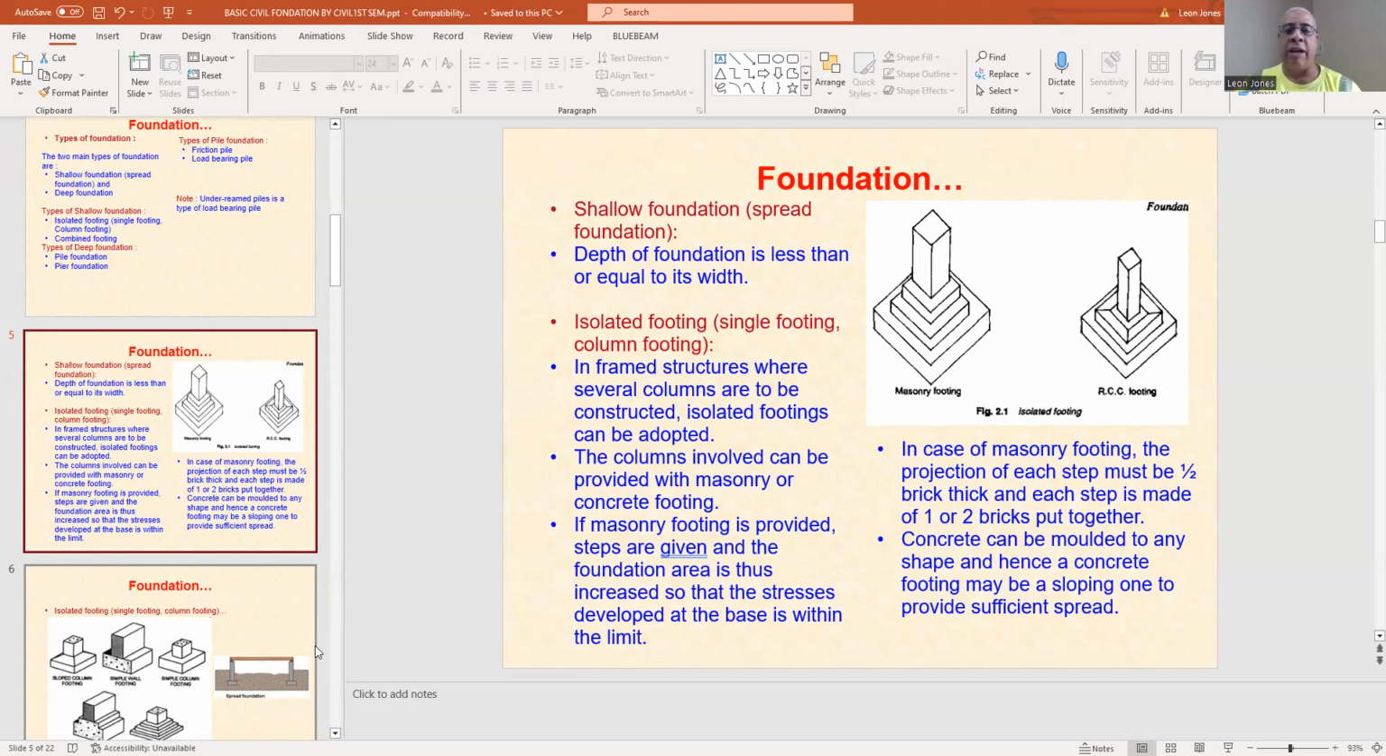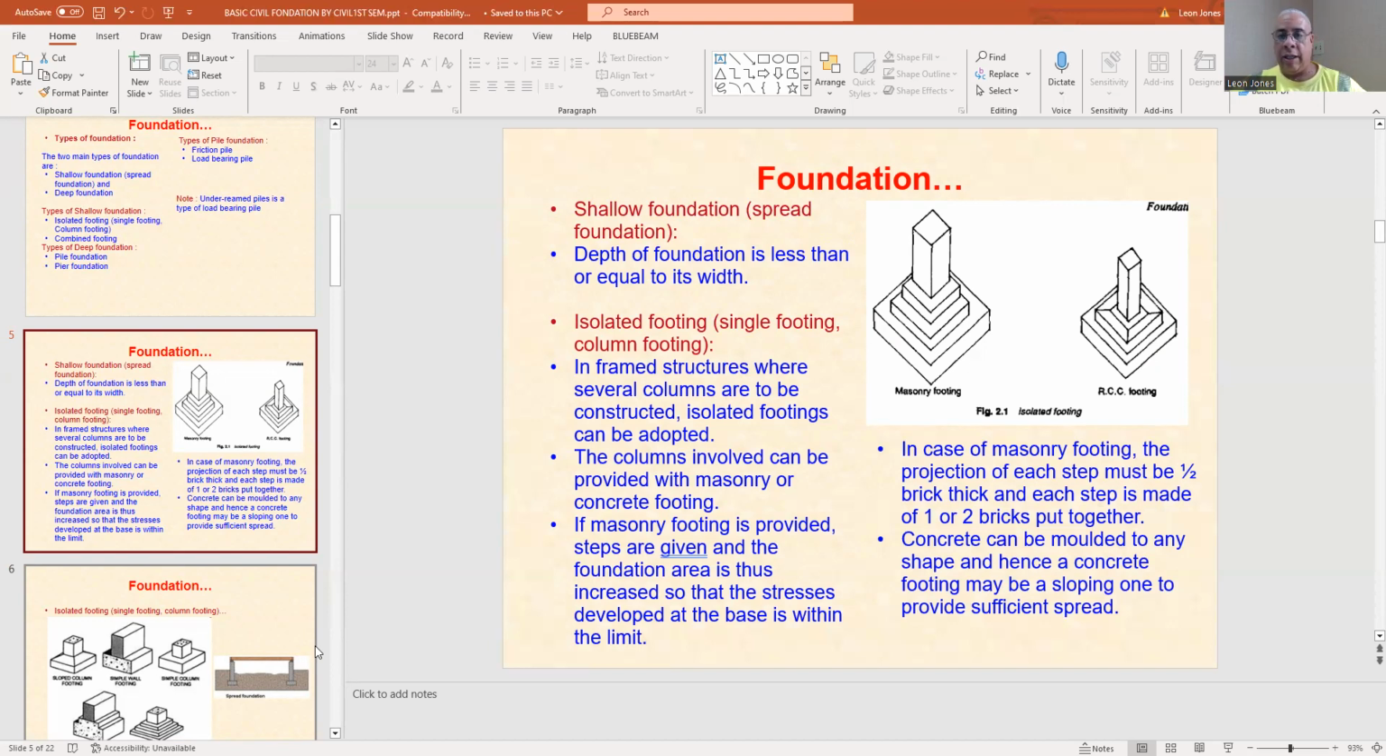Now, if a masonry footing is provided, steps are given, and the foundation area is thus increased so that the stress developed at the base is within the limit. Now, in the case of a masonry foundation, the projection of each step must be 1/2 brick thick, and each step is made of 1 or 2 bricks put together.